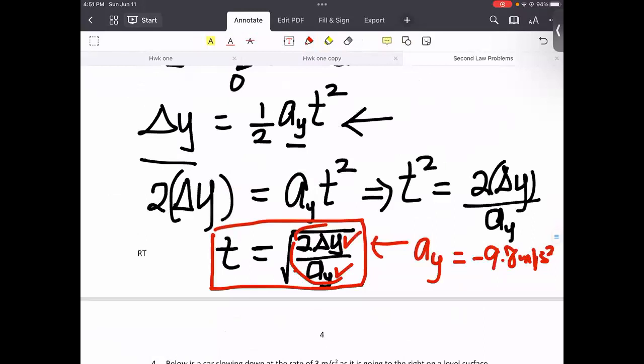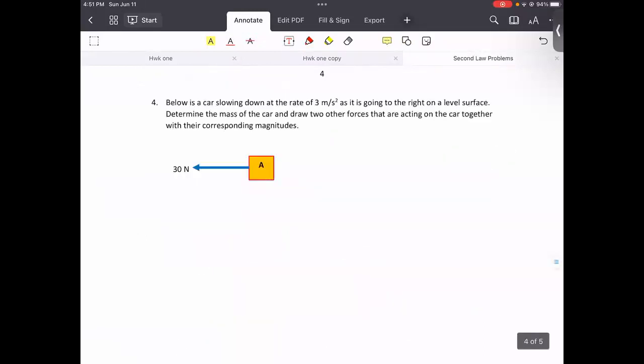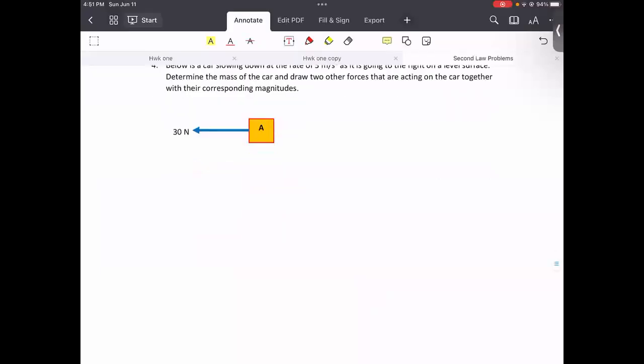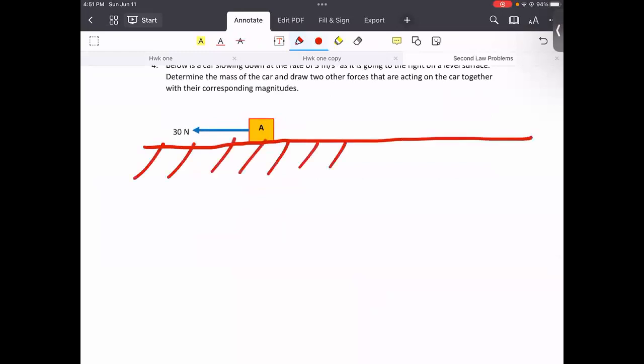Let's go to problem number 4. Let's say below is a car slowing down at the rate of 3 meters per second squared as it is going to the right on a level surface. I'd like to put my level surface here. Okay, so that's the level surface. It's not straight enough, but it's a level surface. And it's slowing down, going to the right.